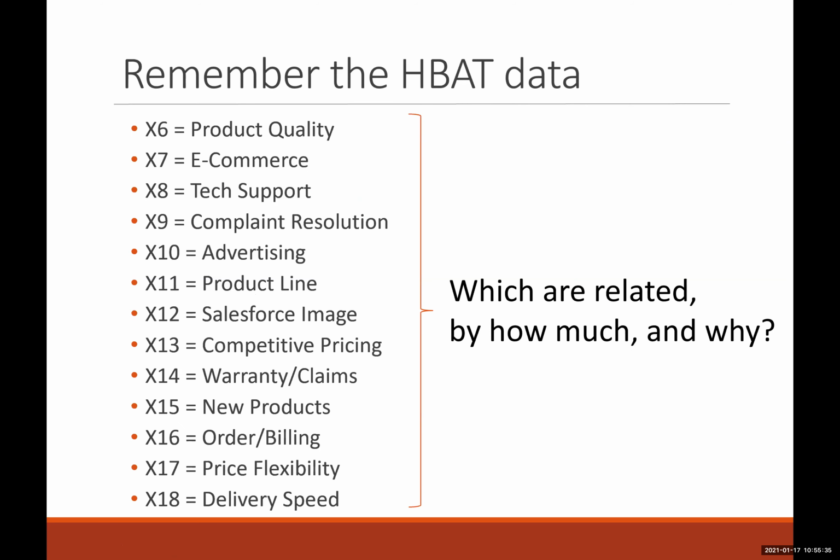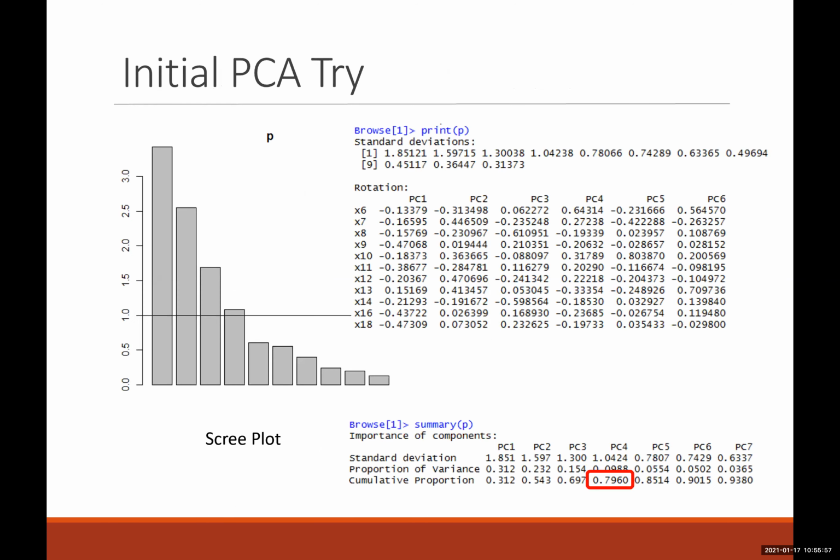Okay, so this is the HBAT data set trying to predict customer satisfaction. But before we even would do anything with the customer satisfaction, we'd have to look into these variables. And it ends up that these variables end up being highly correlated to each other. So one way to get rid of this multicollinearity and try to keep as many variables here as possible is to run a principal component analysis.